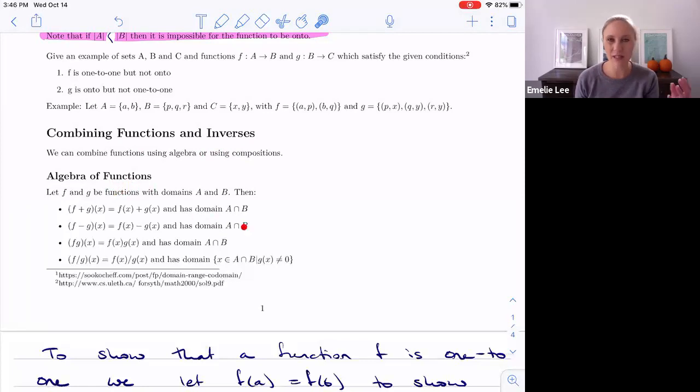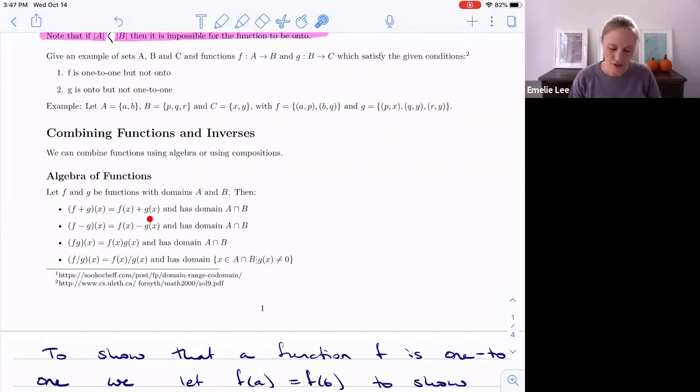Here, I've incorporated the domain. I think we've talked about the domain a little bit, right? We can't divide by zero. We can't take the square root of a negative number, those things, right? And so if we let f and g be functions with domains A and B respectively, obviously, then if we want to find f plus g of x, well, that's just f of x plus g of x. So you just add up your functions and then you have a new function, f plus g of x.